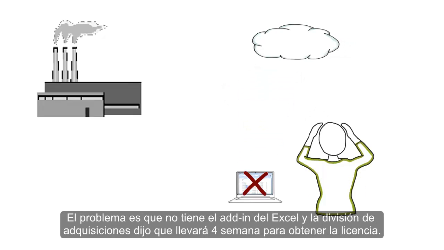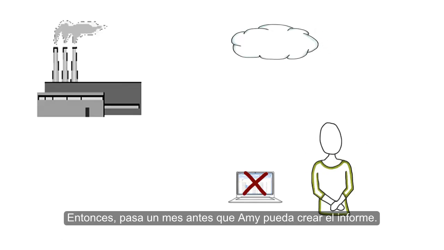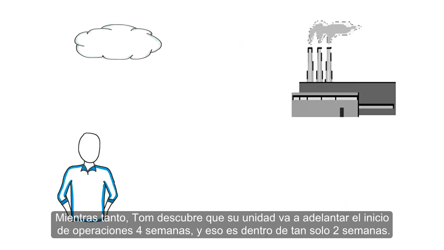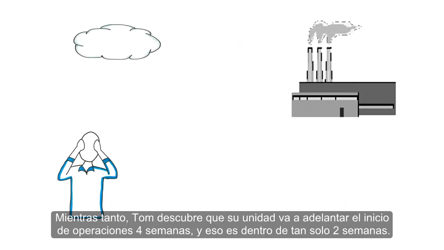Well, trouble is, she doesn't have our add-in to Excel, and purchasing says it'll take 4 weeks to get a license, so a month goes by before Amy creates a report. Meanwhile, Tom learns that his unit is going to start up 4 weeks early, and that's only 2 weeks away.